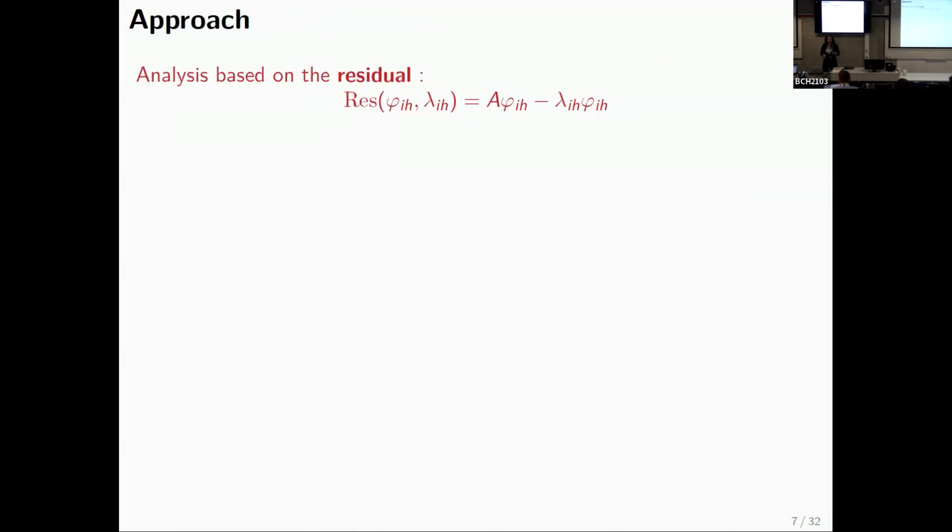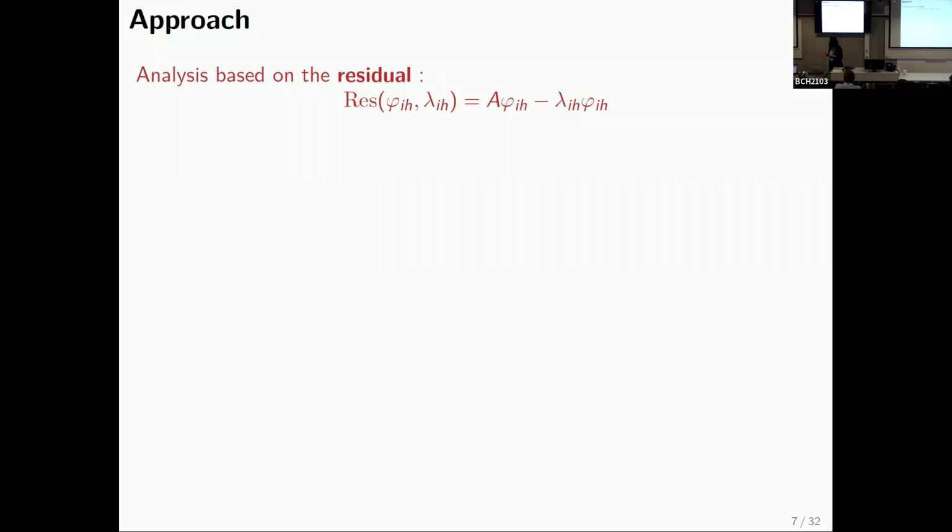Okay, and so our approach is the following. It will be based on the residual of the problem. The residual, which is defined here, is basically the error of the approximate solution with respect to the equation of the problem. So, for example, if you replace here the eigenvector and the eigenvalue by the exact ones, then the residual is 0.